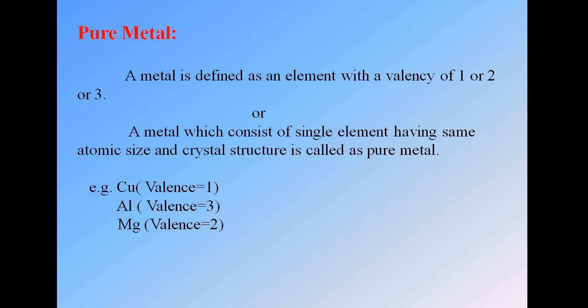A pure metal is an element which has valency 1, 2 or 3. Valency means the number of electrons present in the outermost shell, or the number of electrons which can be shared with different elements. That is nothing but valency. So those elements which have valency 1, 2 or 3 are called pure metals.